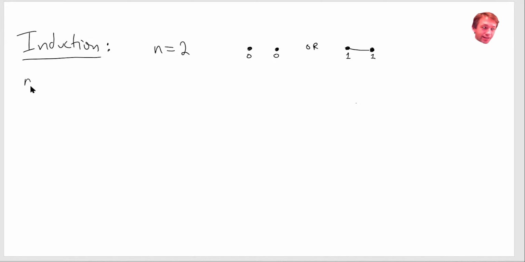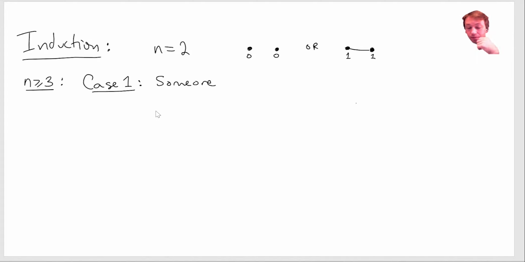So now let's say n is at least 3. We might want to break this into cases. Case 1 is that someone shakes no hands. Maybe they're afraid of catching the next coronavirus or something, afraid of shaking hands for legitimate reasons. Or maybe they're antisocial, they don't like shaking hands. To be honest, I don't really like shaking hands. So I show up at the party, I don't shake anyone's hand.